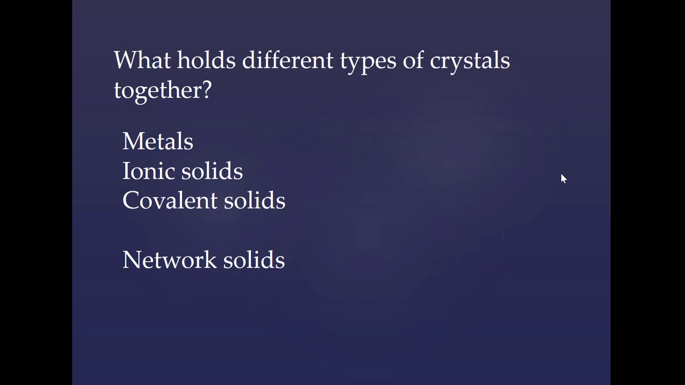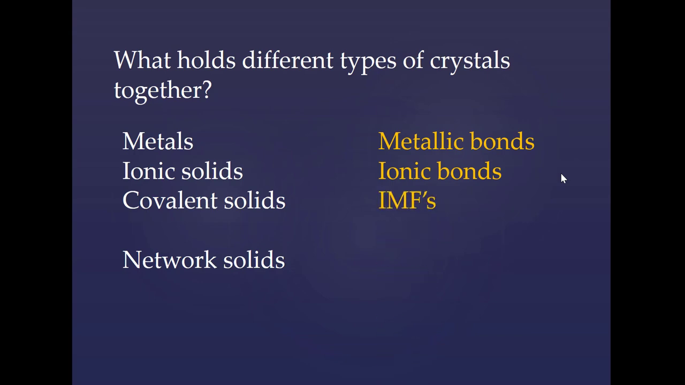So what holds metals together? Metallic bonds. What holds an ionic solid together? Ionic bonds. What holds covalent solids together? Intermolecular forces. So notice the covalent molecules are held together with these van der Waals forces, the dispersion, dipole-dipole, hydrogen bonding, which are a lot weaker than how the molecule gets put together.